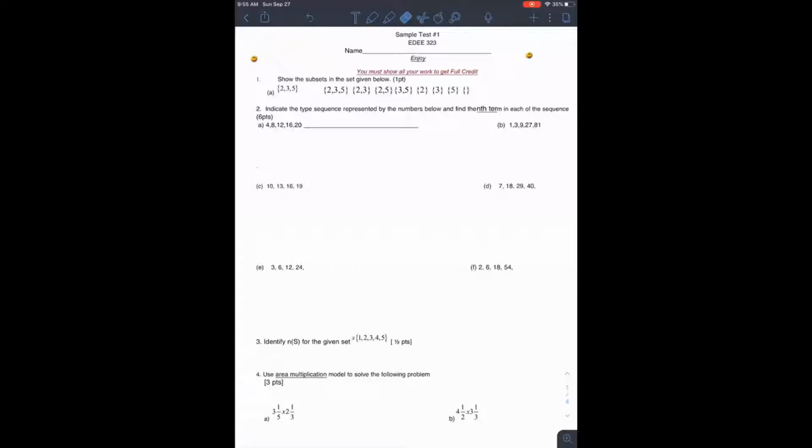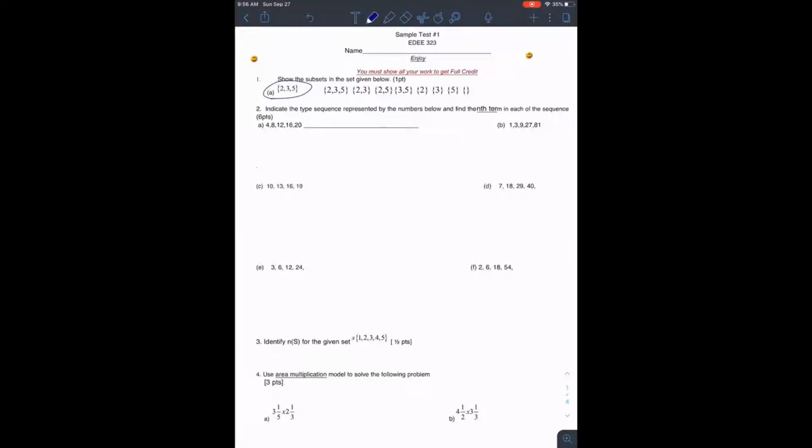All right, everybody, let's go over the first sample test for our first test on Monday. The first question says, show the subsets in the set given below. So the set is the set 2, 3, and 5. What we need to do is find the subsets in that set. It could be any combination of the numbers in it. It could be all of the numbers, or it could be none of the numbers.